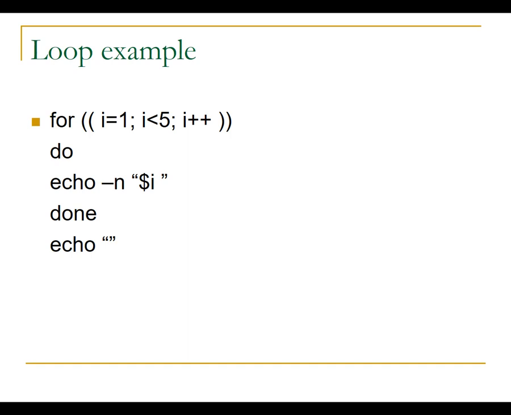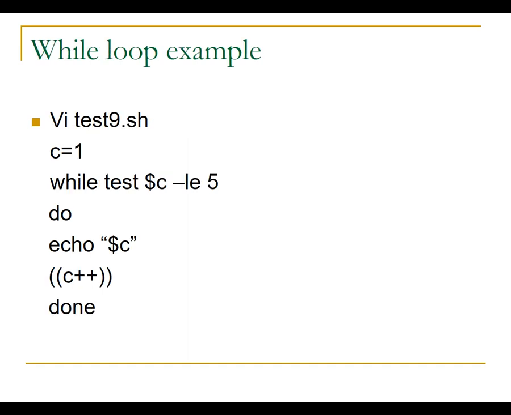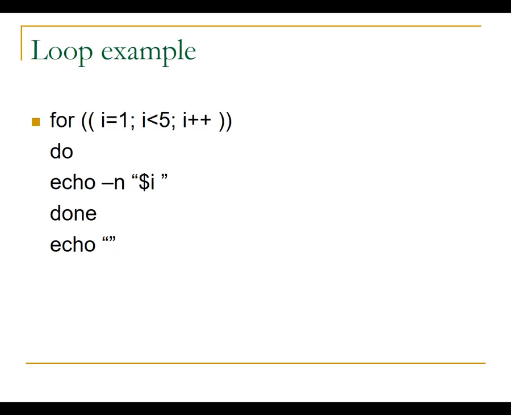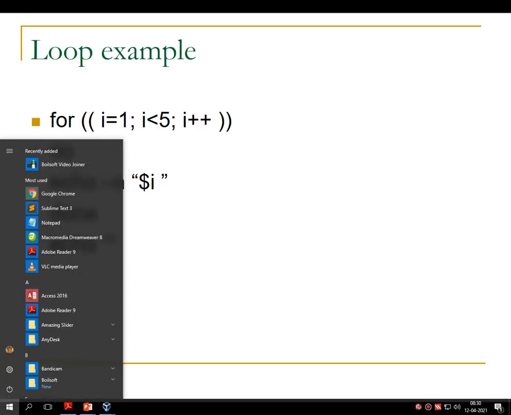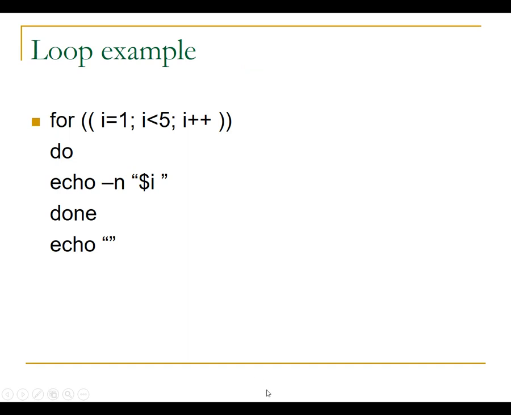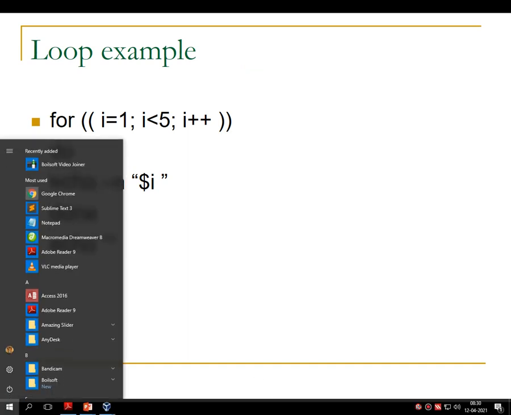What will be the definition of this particular program? Write a shell script to print 1 to 5 numbers using for loop. Write down this particular definition and the program.